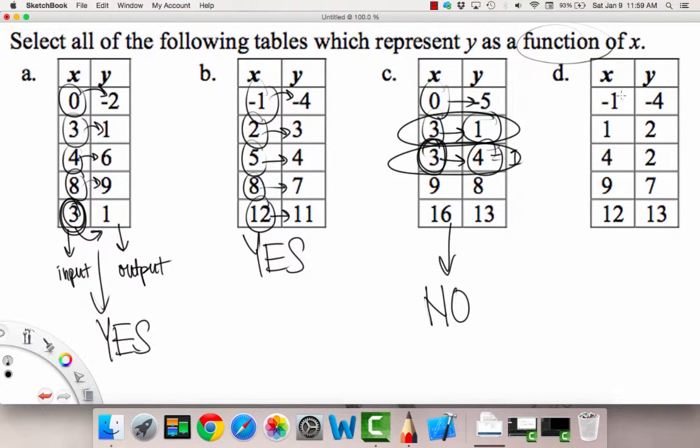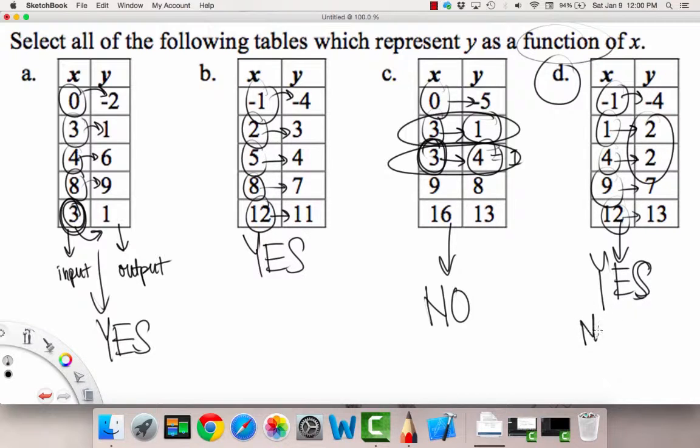All right, and lastly we have D. If we look at that, -1 goes to -4, 1 goes to 2, 4 goes to 2, 9 goes to 7, 12 goes to 13. None of these inputs are repeated, so that means we have a function. So this is going to be a yes. You might note that on this last part, part D, the 1 and the 4 both gave an output of 2, right? So furthermore, this is just a bonus part, this function, even though it is a function, would not be 1-to-1. Okay, so not 1-to-1.